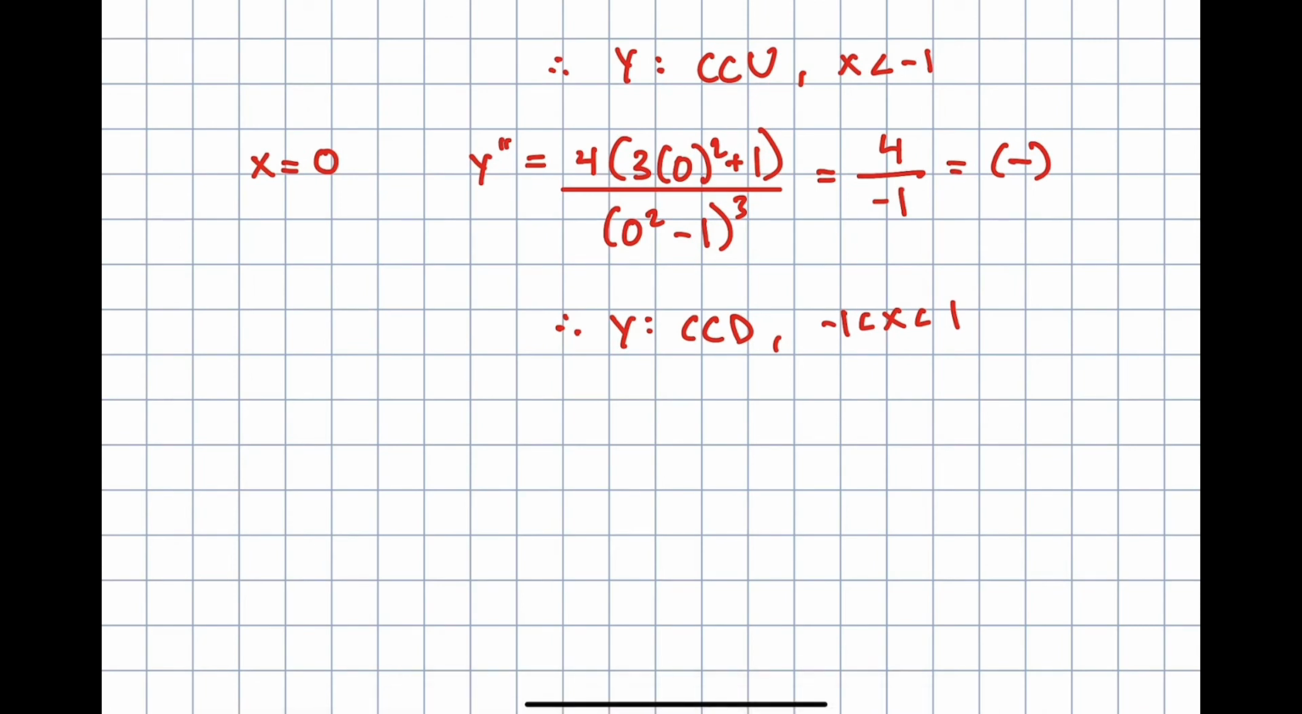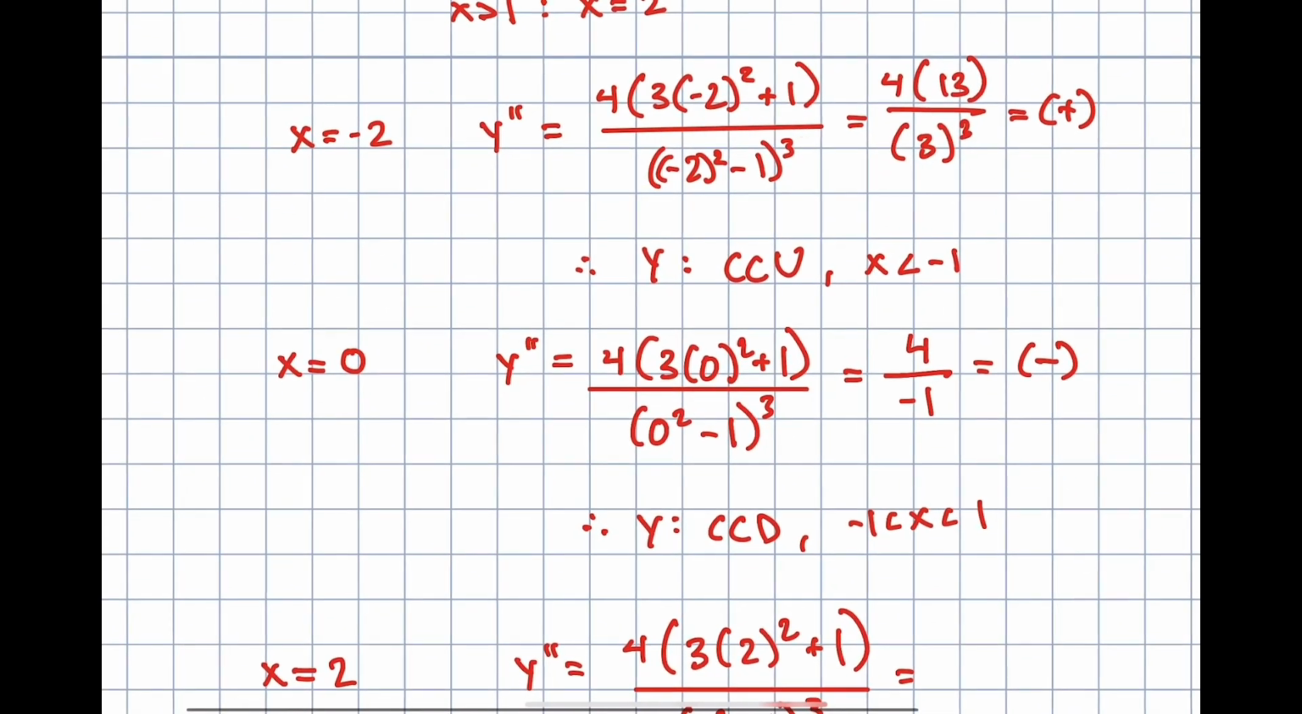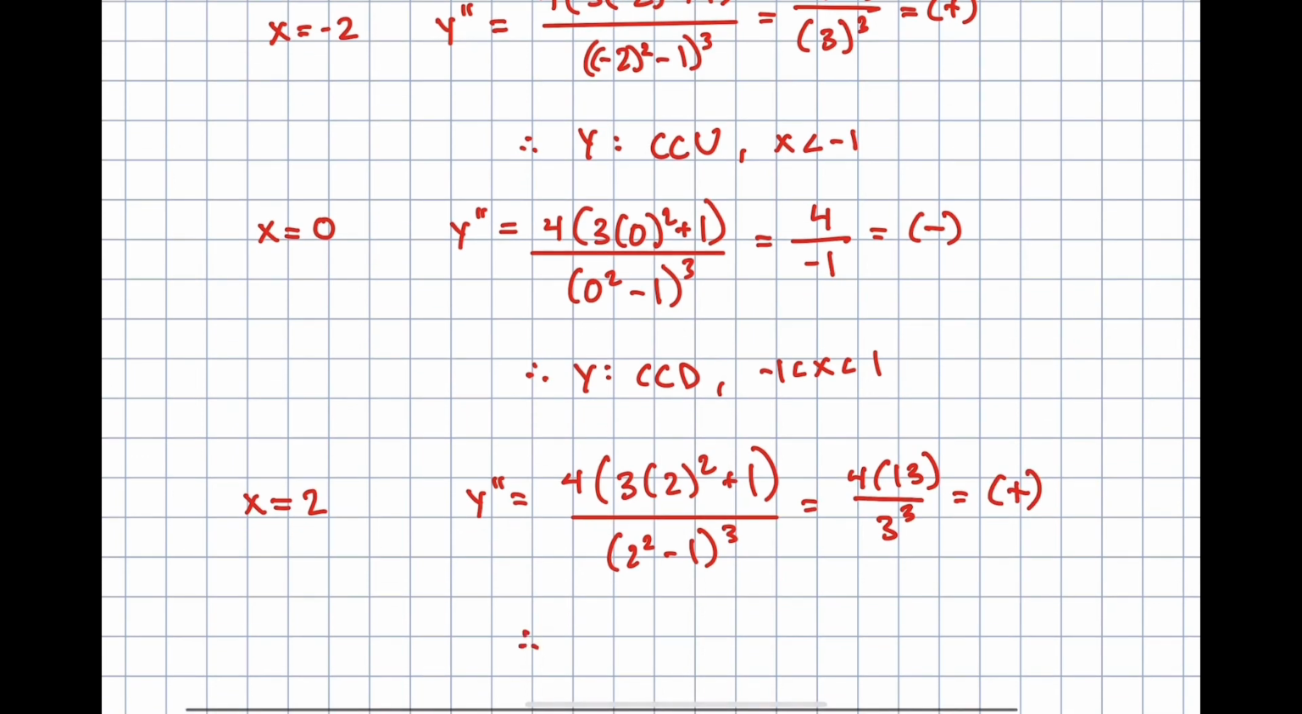And then for our last test, we're going to try when x is equal to 2, where our second derivative is going to be 4 times 3 times 2 squared plus 1, divided by 2 squared minus 1, cubed. This is actually going to work out to the exact same thing as before because the x values in our expression are all being squared, and 2 squared is the same as -2 squared. So this will once again be 4 times 13 divided by 3 cubed, which is again positive, and that means that y is going to be concave up when x is greater than 1.